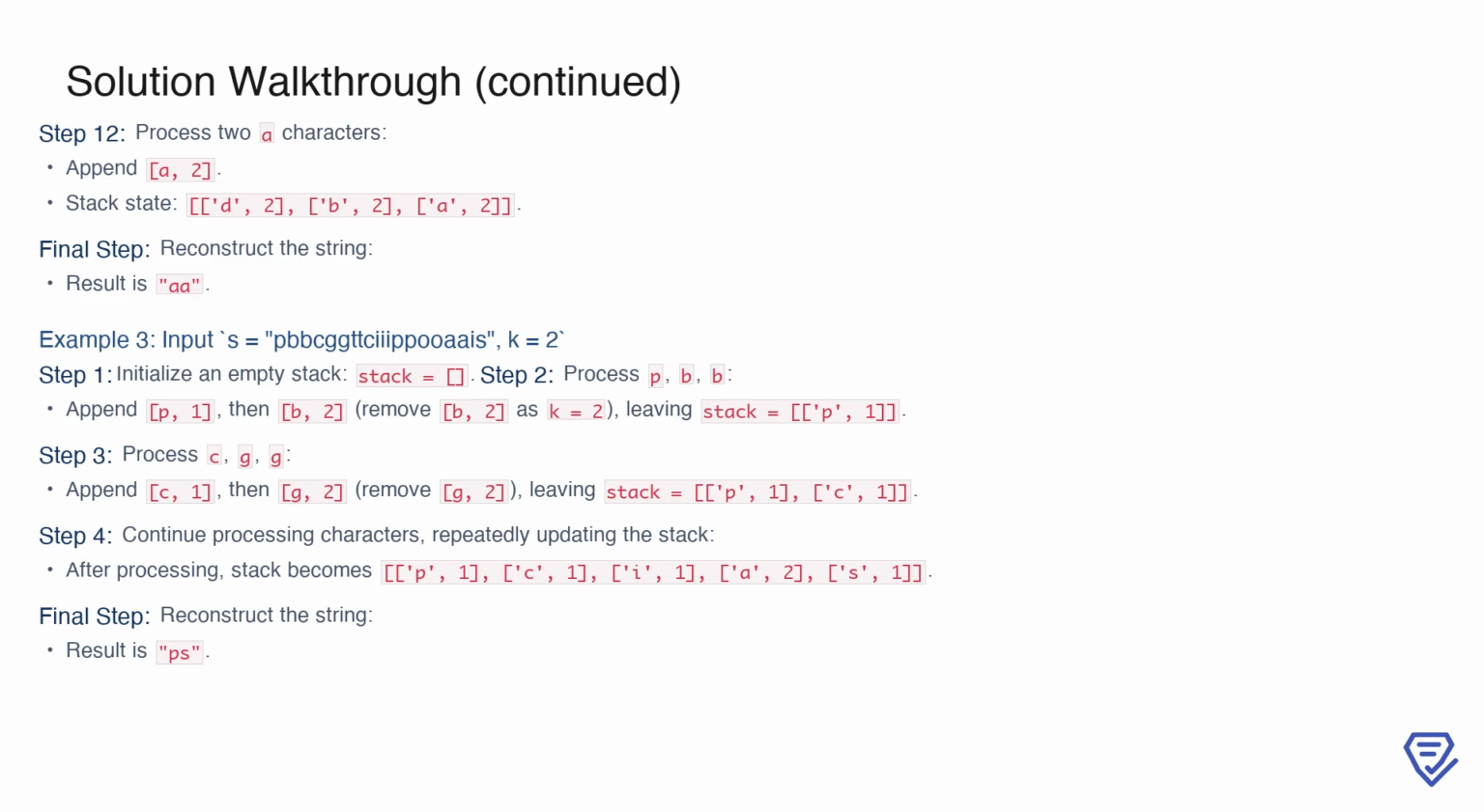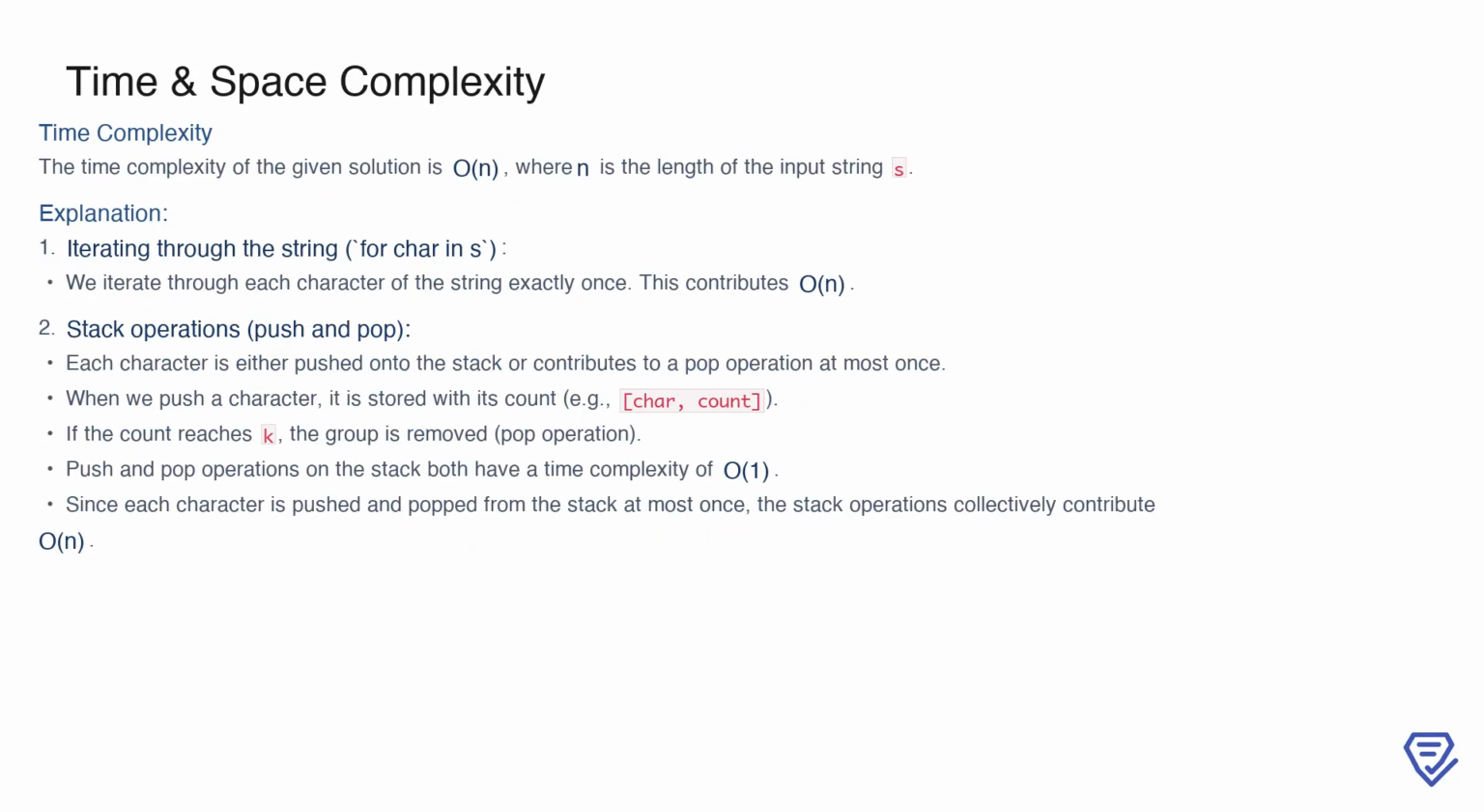This demonstrates how the stack helps efficiently remove adjacent duplicates in groups of size k. The time complexity of this solution is O(n), where n is the length of the input string. First, we iterate through the string one character at a time. This traversal is done exactly once, so it contributes O(n). Next, the push and pop operations on the stack are efficient, each taking O(1) time.